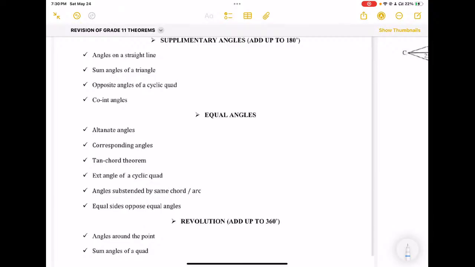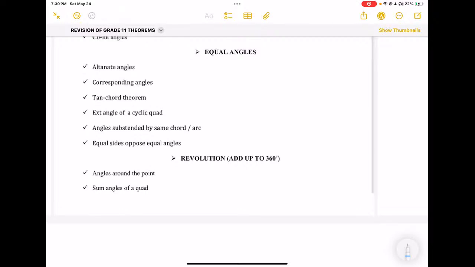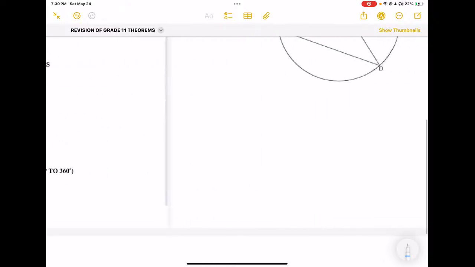So let's go to the next one. Revolution, and then you have to think of 360 also for revolution, right? You have to think about that also.